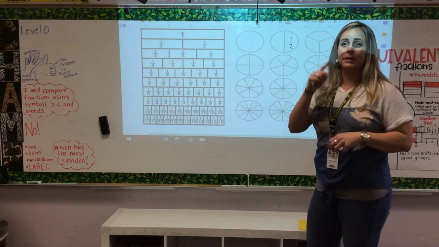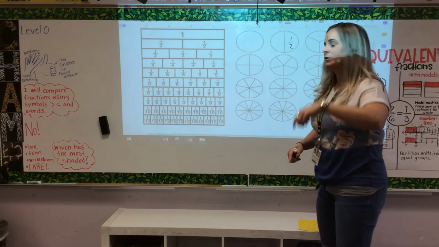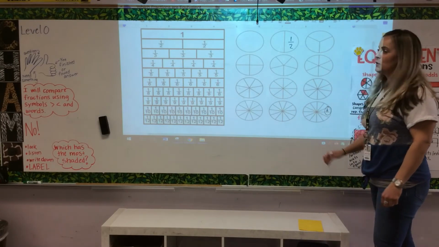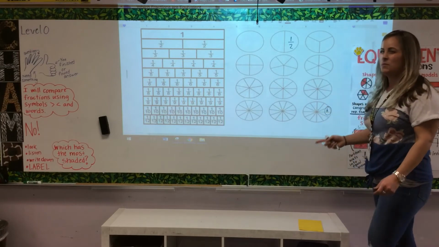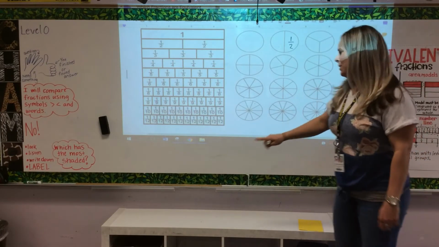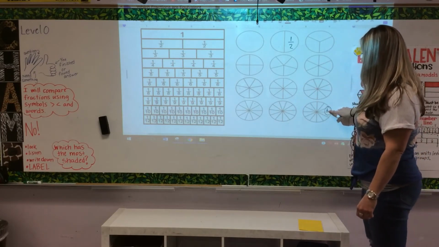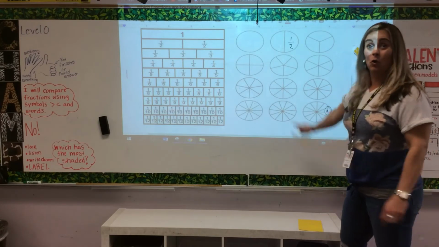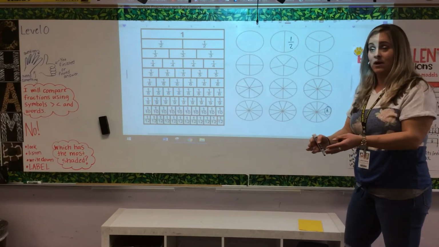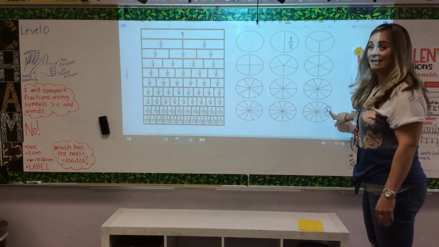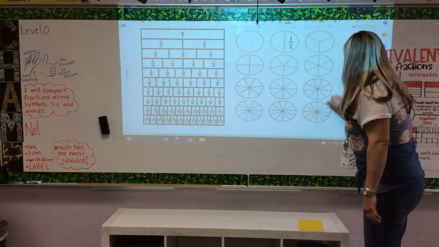So you know some third grader somewhere is going to be like, this one's bigger than that because it has 12 at the bottom. No. Remember that 12 means that's how many pieces the whole has, right? So that's going to be tiny. You don't want that, all right?